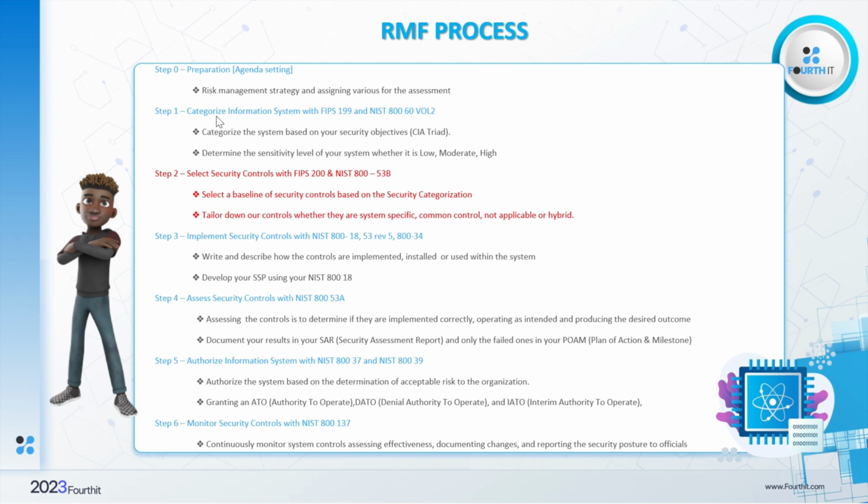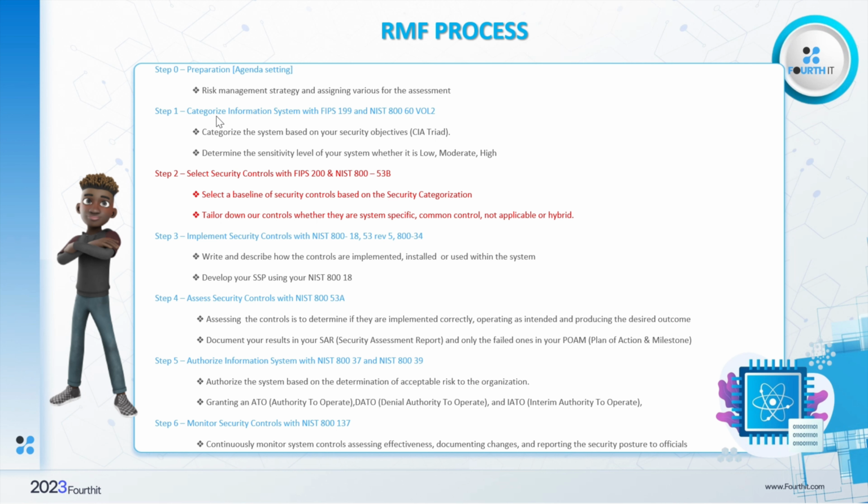Now, after we have done that, we need to tailor down the controls. Remember, we have selected the baseline. We need to tailor down our controls, whether they are system-specific, common controls, or hybrid controls. And we use our NIST 800-53B and FIPS 200 to do our selection of controls.